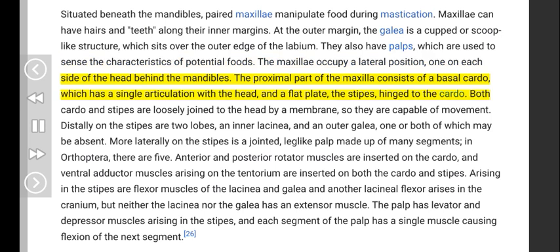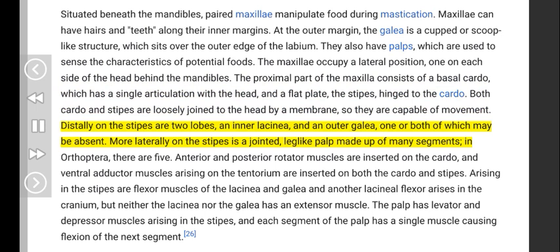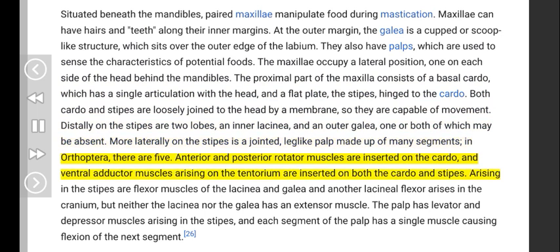The maxilla consists of a basal cardo, which has a single articulation with the head, and a flat plate, the stipes, hinged to the cardo. Both cardo and stipes are loosely joined to the head by a membrane, so they are capable of movement. Distally on the stipes are two lobes, an inner lacinia and an outer galea, one or both of which may be absent. More laterally on the stipes is a jointed, leg-like palp made up of many segments. In Orthoptera, there are 5. Anterior and posterior rotator muscles are inserted on the cardo, and ventral adductor muscles arising on the tentorium are inserted on both the cardo and stipes.